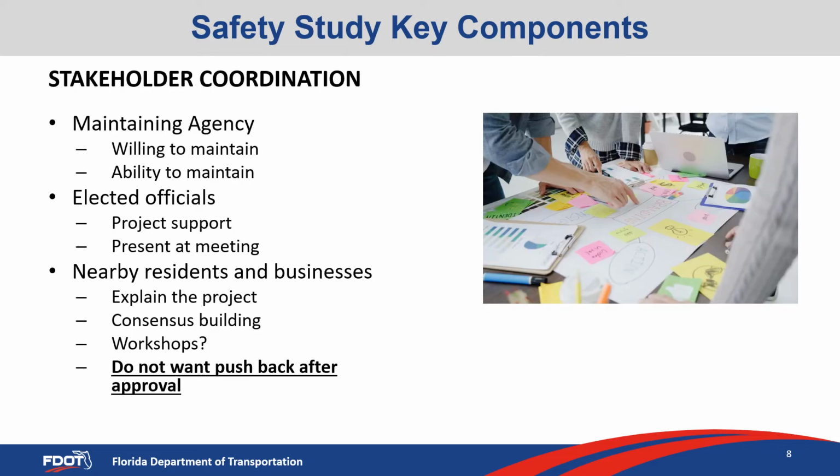Once the countermeasures are selected, the crash problems are identified, the field review has been done, and this could be a process that's done throughout the life cycle of the project development, but making sure we get stakeholder coordination complete within this process. The key to this is you don't want to get the project all the way through the process and then find out that you do not have support from various stakeholders.